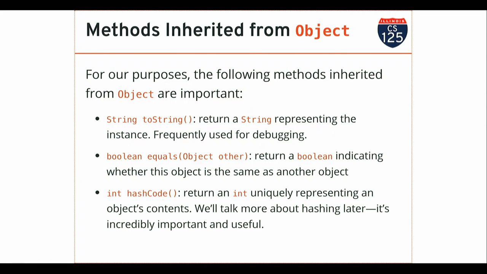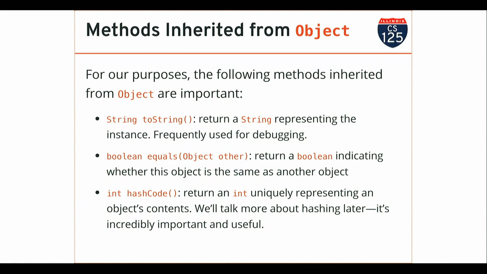The final one, and this is going to come into play about a month after spring break, is something called hashCode. And this one, I don't expect you to really understand yet, but we will explain it later. The idea behind hashCode is that you're supposed to return an int that uniquely defines the contents of that object.